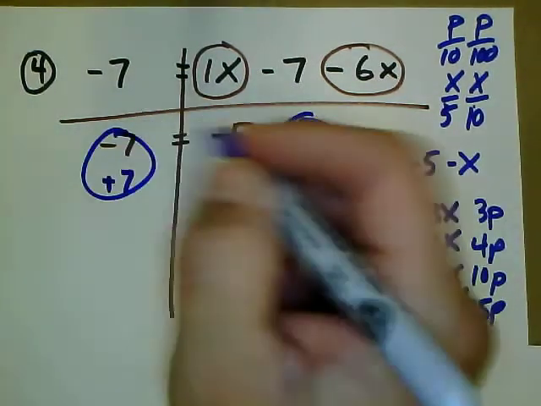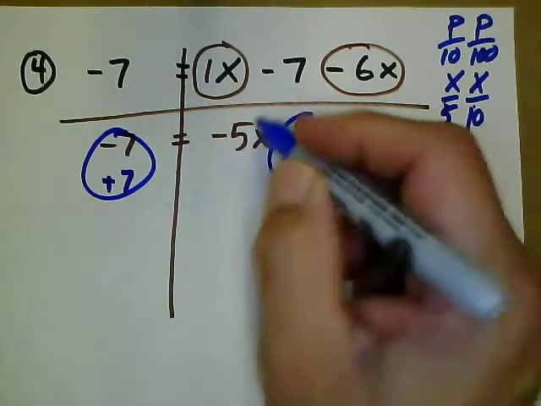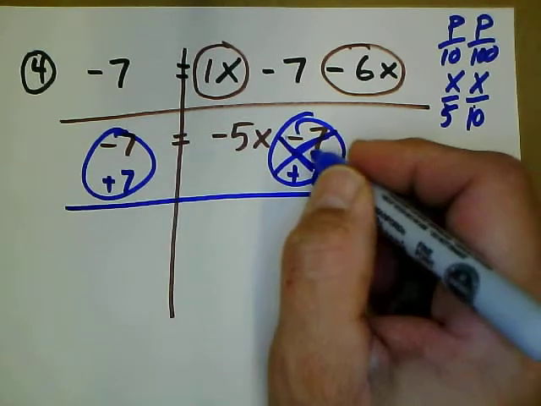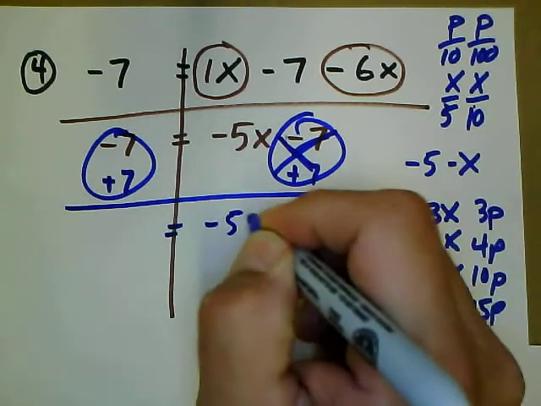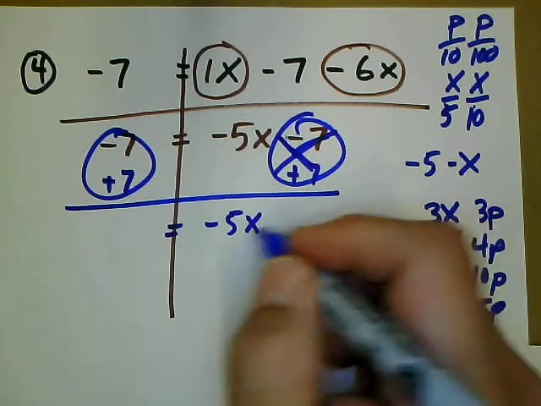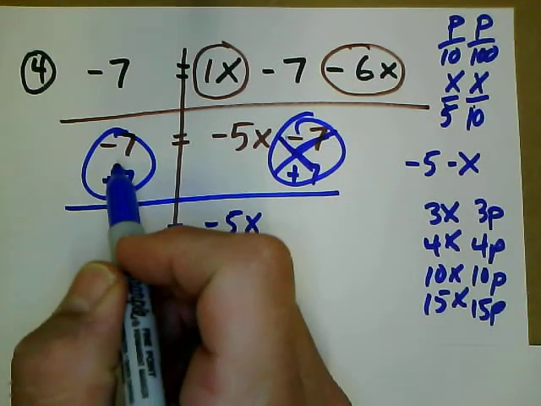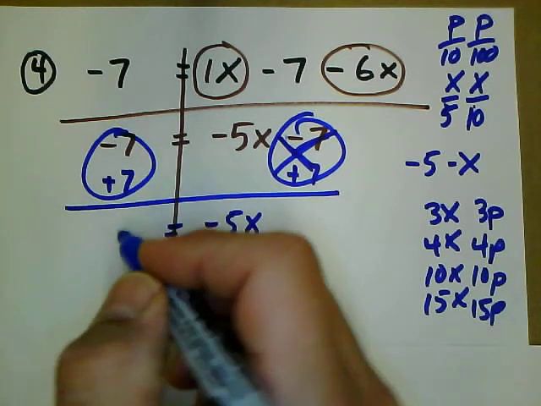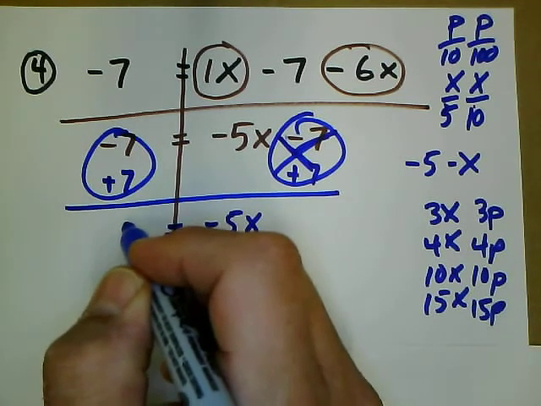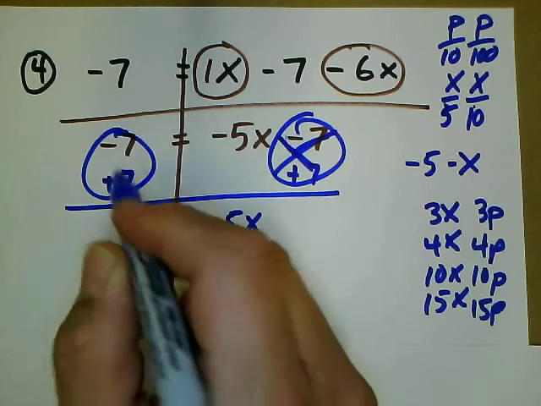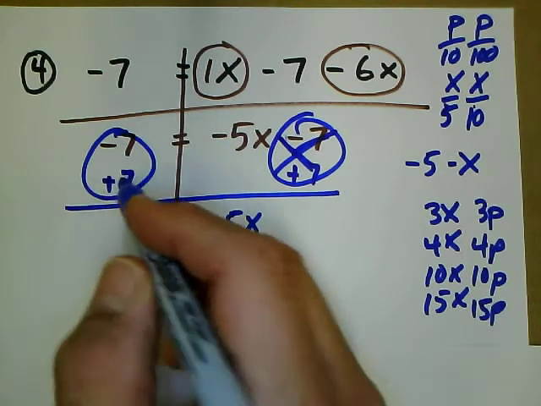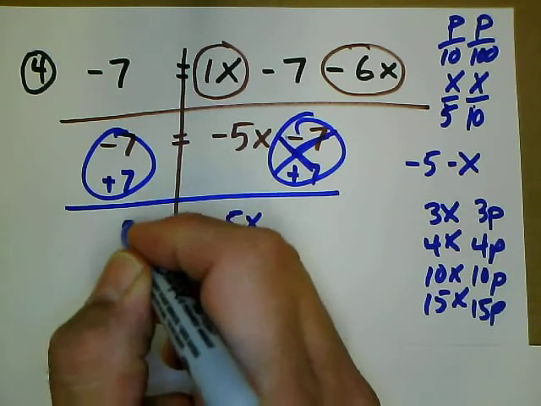Now, here's a big problem that we have. These opposite operations on this side are going to disappear. They actually become 0, and negative 5 times x plus 0 is negative 5 times x. That's why we say they disappear. But they don't over here. Guys, this is negative 7 plus 7 is what? Negative 7 plus 7, 0.